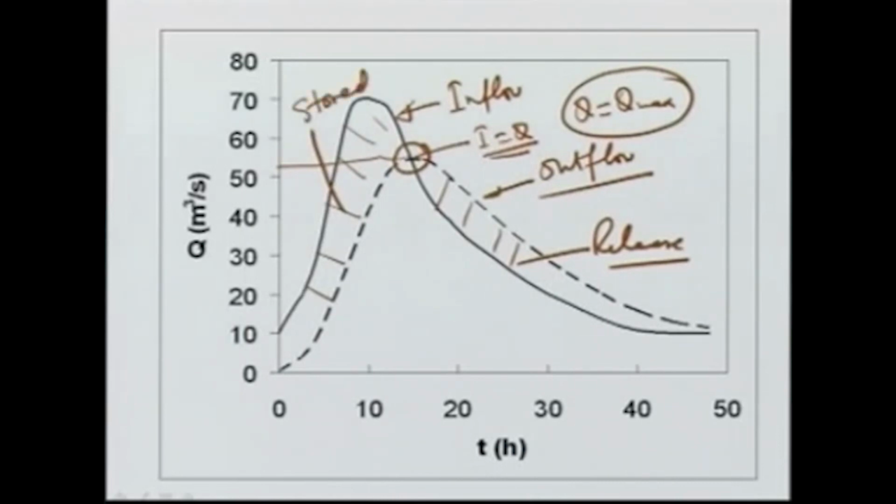So, this much water goes into the storage. At this point the water level reaches a maximum because Q is also a maximum, storage is also maximum, and then beyond this, water will be released from storage and therefore outflow will be more than the inflow.